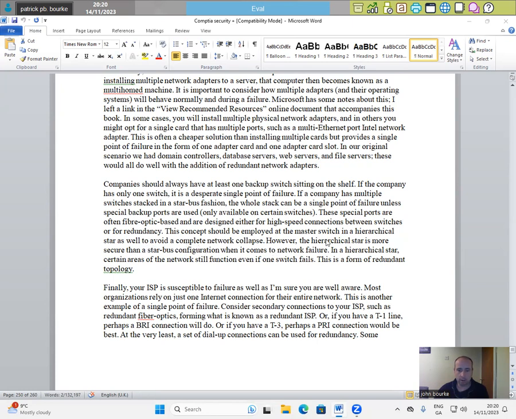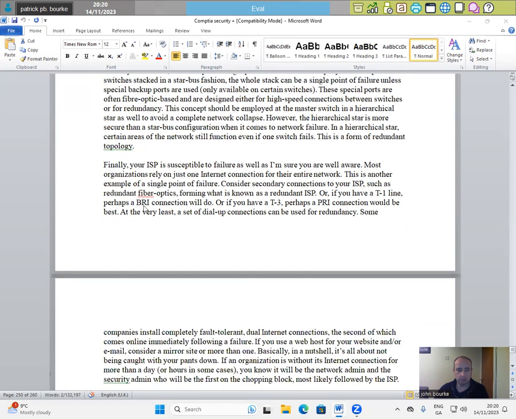However, the hierarchical star is more secure than a star bus configuration when it comes to network failure. In a hierarchical star, certain areas of the network still function even if one switch fails. This is a form of redundant topology.